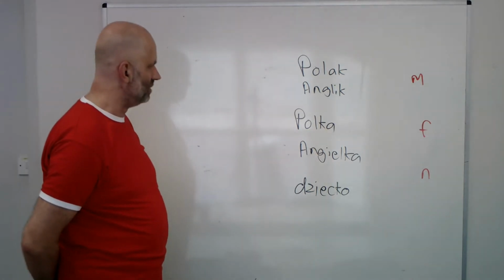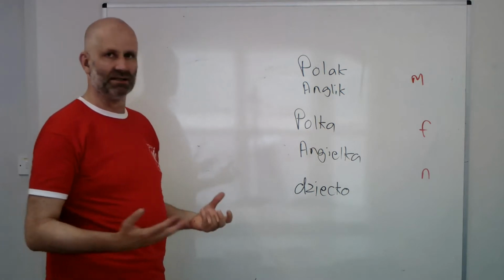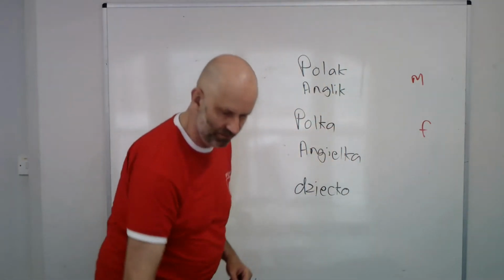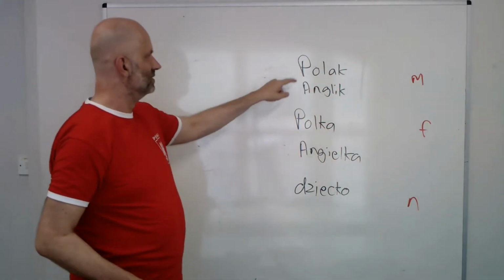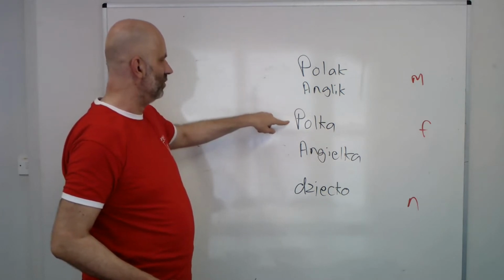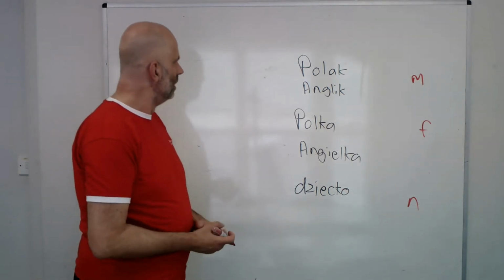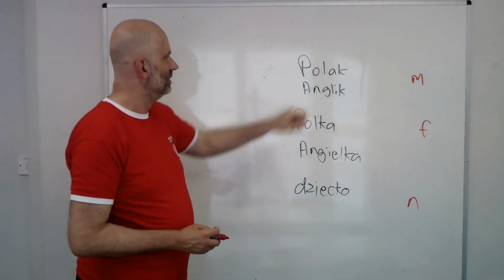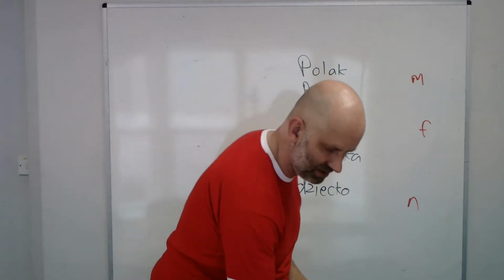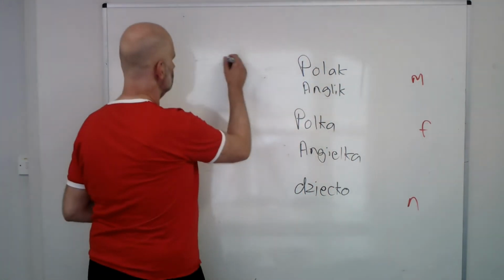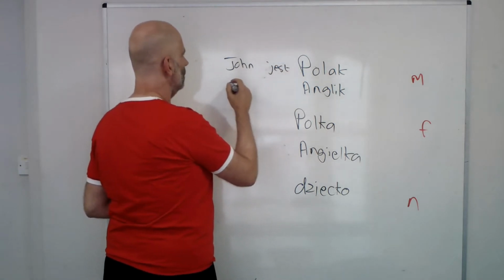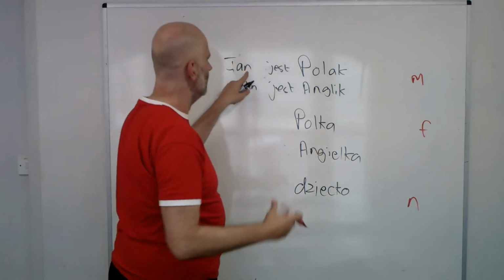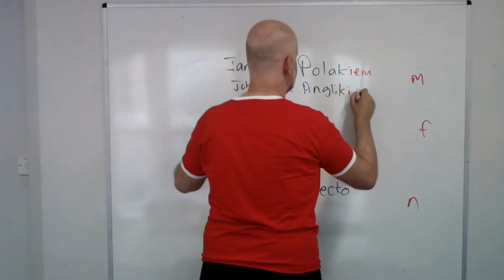So here we've got some more examples. This time for masculine and feminine, I've chosen nationality nouns. And also the word dziecko, meaning child, should be down here at the end. So I've chosen Polak, Anglik, so Pole for a man, Polka for a woman, Anglik, Englishman, Angielka, Englishwoman. Also what I want to show is that when you've got a k or a g at the end of masculine words, it changes to -iem. So Jan jest Polakiem and John jest Anglikiem.